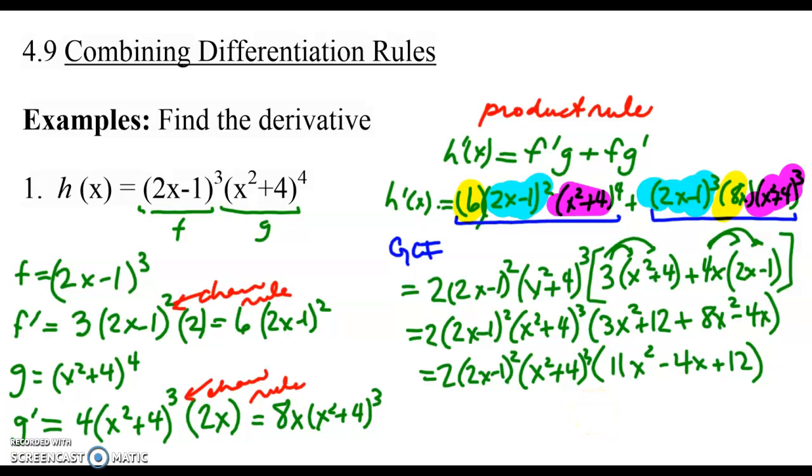Okay, so for each of these, we are going to, number one, find our f prime, g, and g prime. Then we're going to stick it into the derivative of the function we're looking for. Then we're going to take out a greatest common factor and simplify. Okay, let's go to number 2.